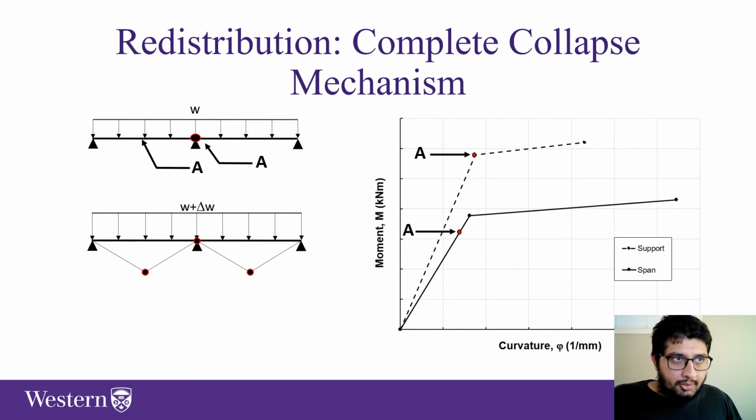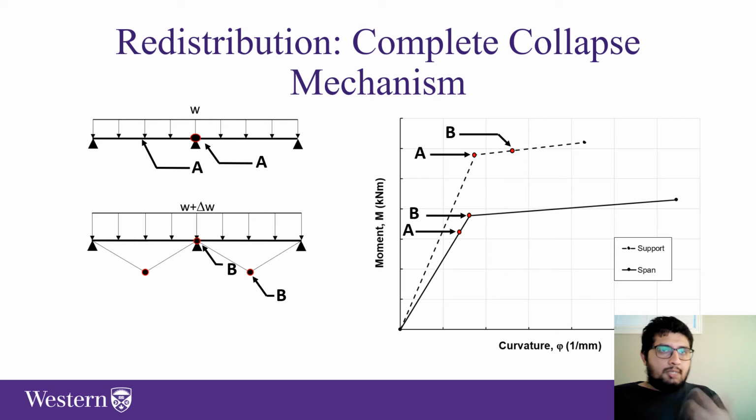But if we increase the load on this beam, then the additional moment that's being applied at the interior support plastic hinge is going to be redistributed to the span section until the span also yields, and that's point B in the span moment curvature relationship. And if we keep increasing the load on the beam, then point C is reached at the interior support, and that's when the beam would fail.